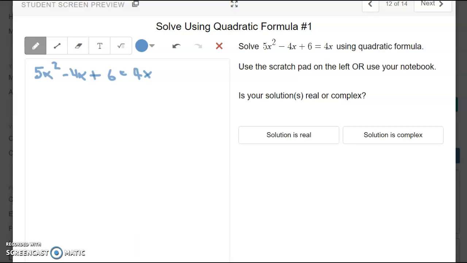We need to bring it to the other side, so we subtract 4x from both sides and you're left with 5x squared minus 8x plus 6 is equal to 0. Now I can use my quadratic formula.